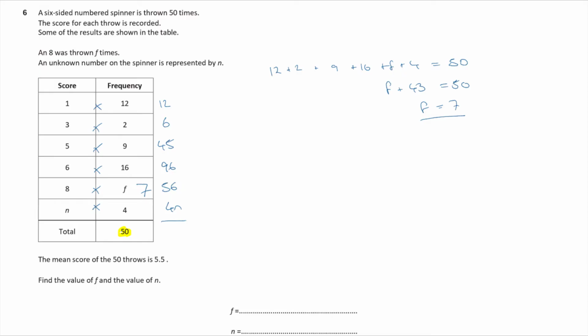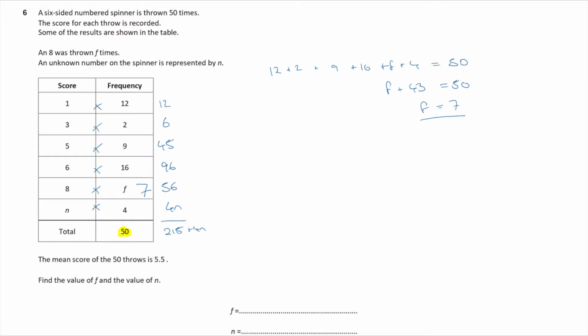So anyway, let's just add that up then. So I've got 12, 6, 45, 96, 56, what's that add up to? So 12 plus 6 plus 45 plus 96 plus 56, that comes to 215. So I've got 215 plus 4n as the total.